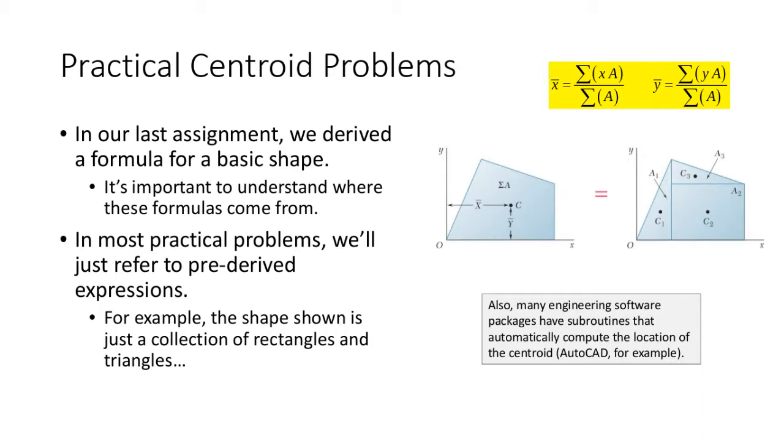Basically all we're going to be doing is utilizing this weighted average that you see here: the sum of A times x divided by the sum of A, and the sum of A times y divided by the sum of A. You're going to find this is a pretty straightforward approach.